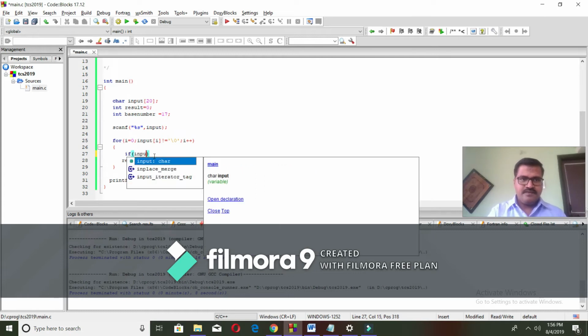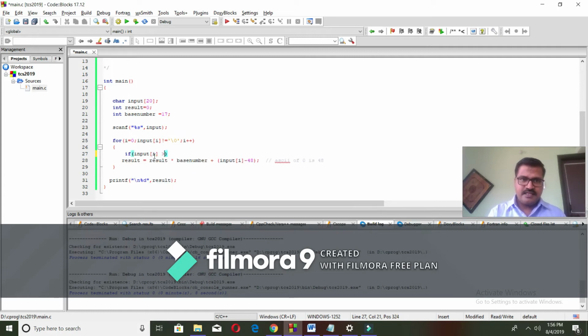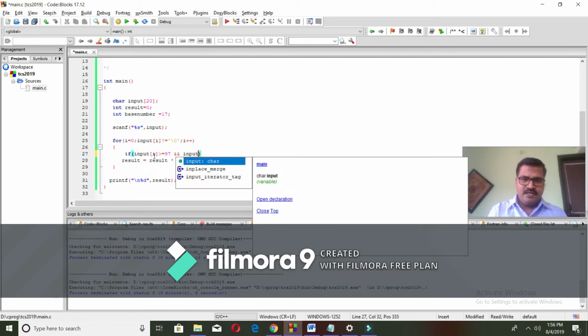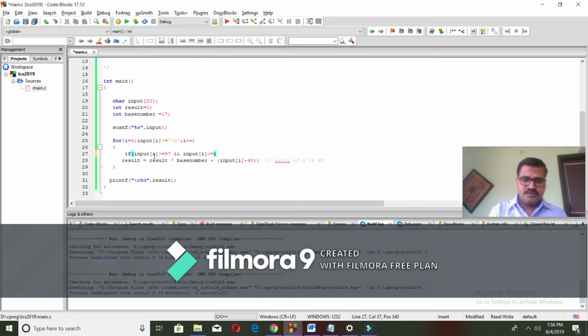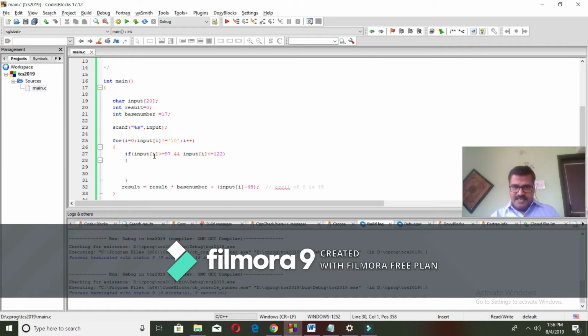For example, if the input value is greater than or equal to the ASCII value of A, the ASCII value of A is 97, or directly you can write 'a' here, and the input value of i is less than or equal to, for example, the ASCII value of z, you can write it like this, or with 122, which is known to me. Now what you want to do is, if these characters are available, they need to be converted. For example, if A is there, the number should be 10. If B is there, it should be 11. If C is there, this is what we want to follow.